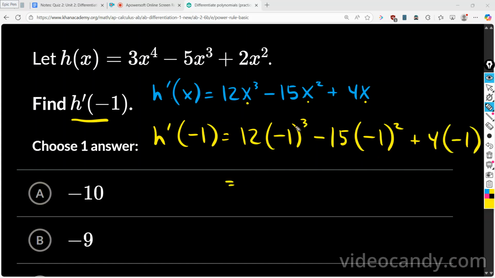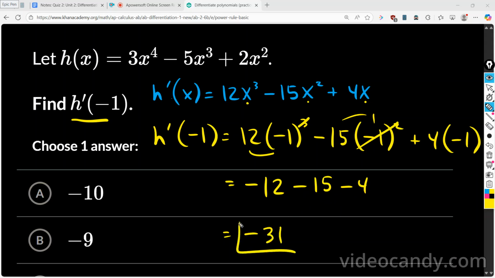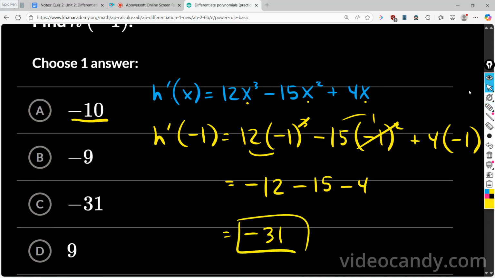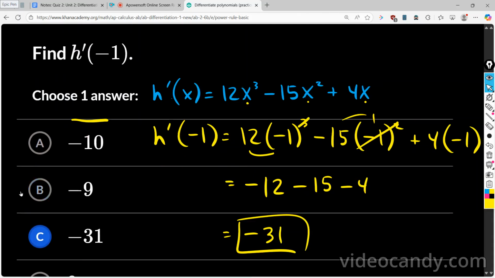All right, negative 1 to the third is just negative 1. 12 times negative 1 is negative 12. Negative 1 squared is going to be positive 1. Negative 15 times positive is negative 15. And 4 times negative 1 is negative 4. All minuses. 12 plus 4 is 16. Plus 15, that's 31, but it's all minuses. So that is negative 31. Answer C.